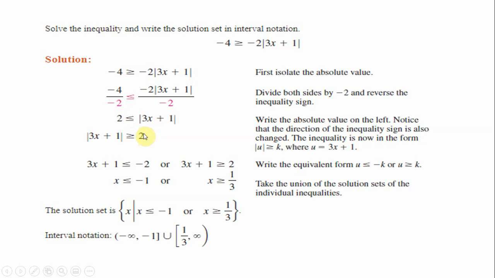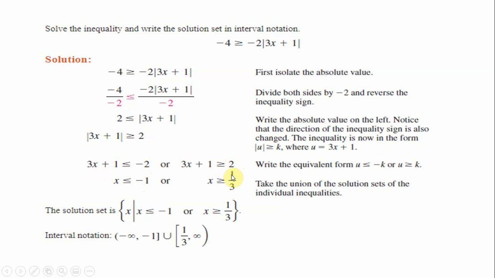So here I have to split this out into two versions. This is either less than or equal to negative 2, the negative of it, or what's inside is bigger than or equal to 2, the positive version. And then I just solve both cases. Minus 1, divide by 3, so that's negative 3 divided by 3, my negative 1.